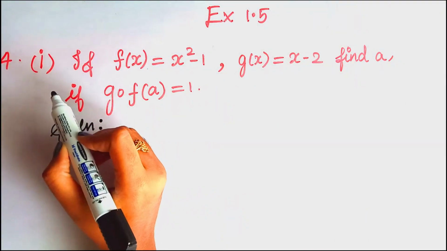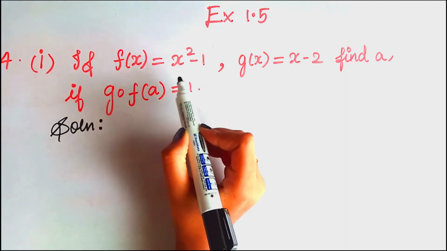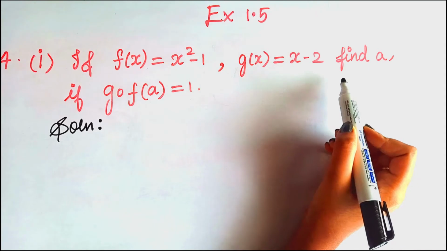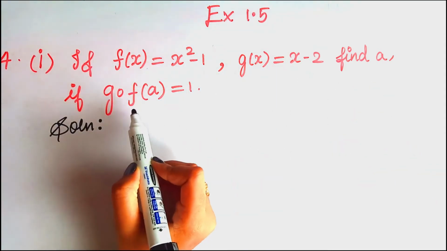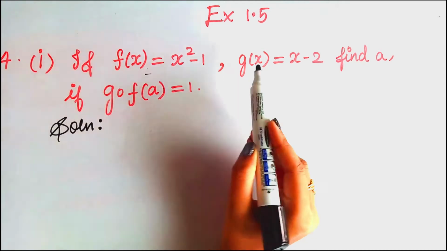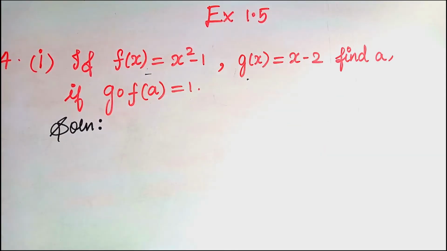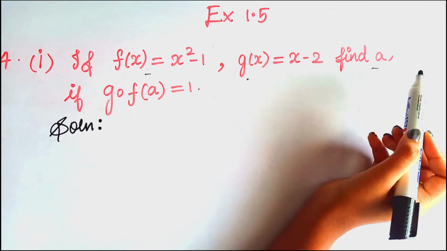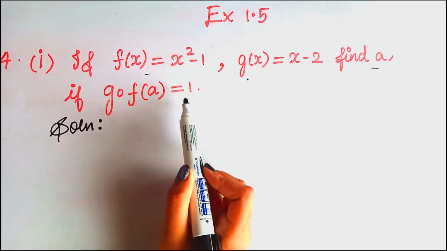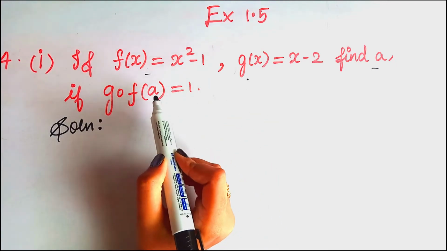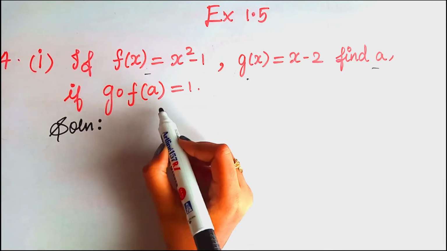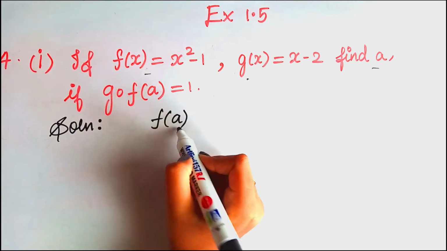Fourth sum, first subdivision. If f of x is equal to x square minus 1, g of x is equal to x minus 2, find a if g dot f of a is equal to 1. So they have given the value of f of x, g of x, and then we have to find the value of a if they have given an equality which is g dot f of a is equal to 1. So here you can see that there is an odd number which is f of a. So we don't know what's f of a, right? So let's find it first.